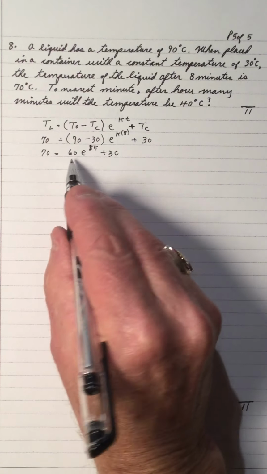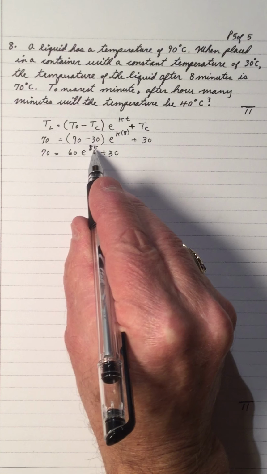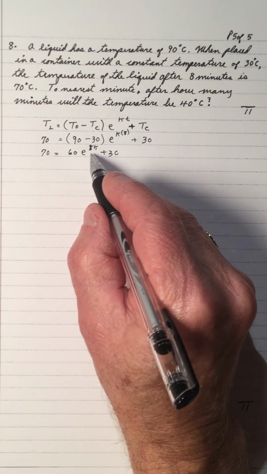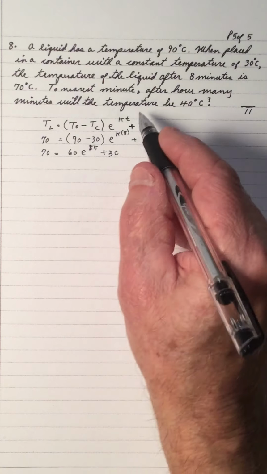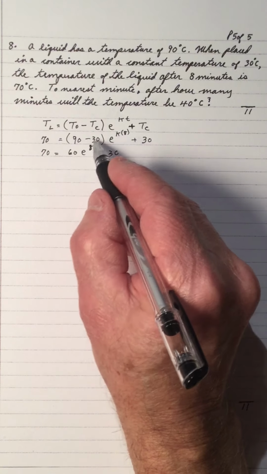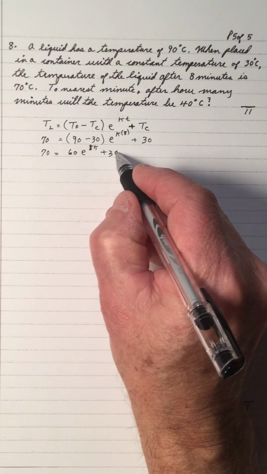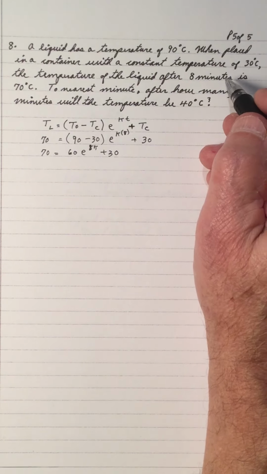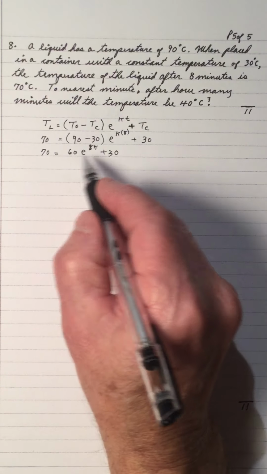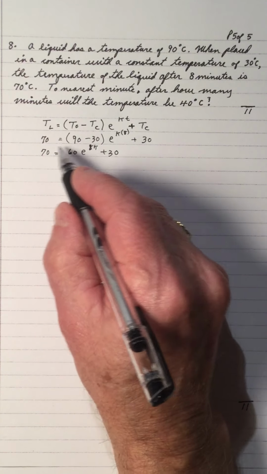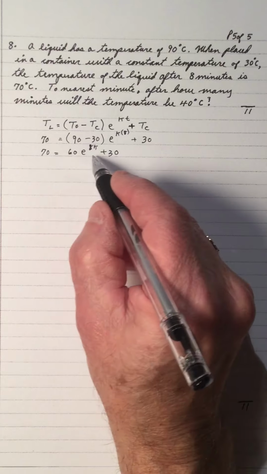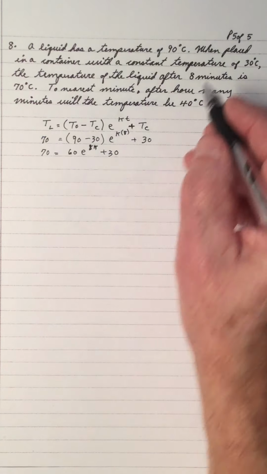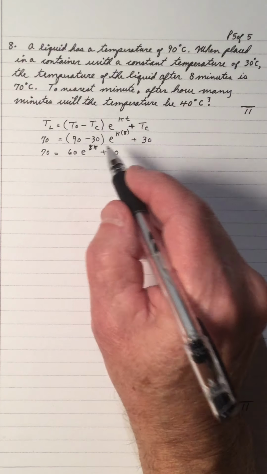So there's the cooling. If you let t be 0 in the original equation, then this becomes 60. 60 plus 30 gives you the 90 that we started off with originally. So again, 60 plus 30 gives you 90. But right now, we have to figure out what the cooling rate is, because we have time 8, we need the cooling rate.